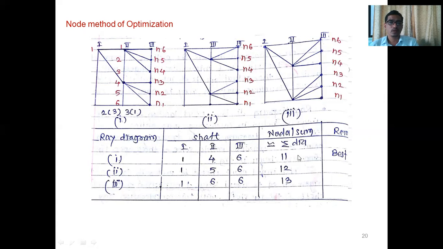After finding the sum of nodes, we have to conclude that the diagram with the minimum sum of nodes is the optimum ray diagram. So for the first diagram, the sum of nodes is 11. So this first diagram is called the optimum ray diagram or optimum structural diagram. The formula for that diagram is also considered the optimum structural formula. So in this way, we can calculate which diagram or which structural formula is optimum from the given structural formula, structural diagram, ray diagram or speed diagram.